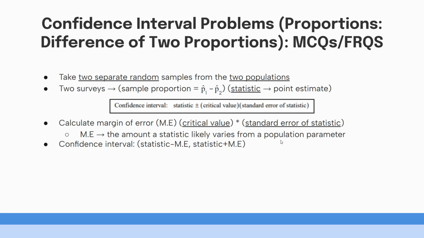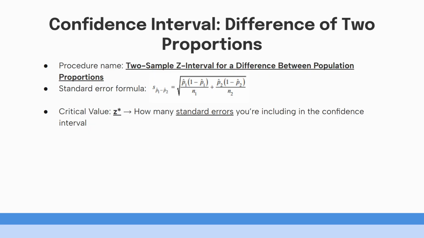The amount the statistic likely varies from the population parameter. So it's the same thing. Same exact thing, just a little bit different. The wording will be different and the conclusions you make will be different. So the formula is just this. You take the first proportion, divide it by the sample size of that, and then you add it to that of the second, and you square root both. So this is the standard error formula. Again, the critical z-value is calculated the same way, and it determines how many standard errors you're including in that confidence interval.